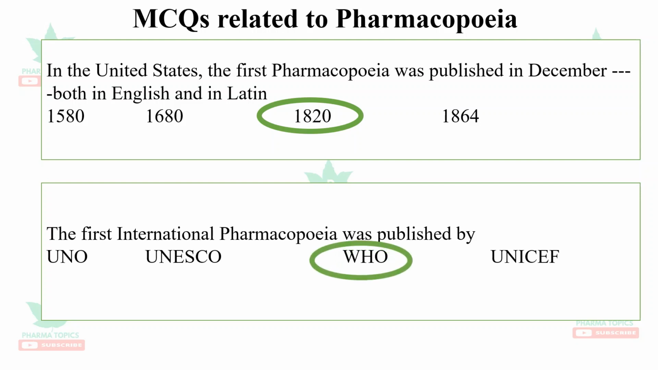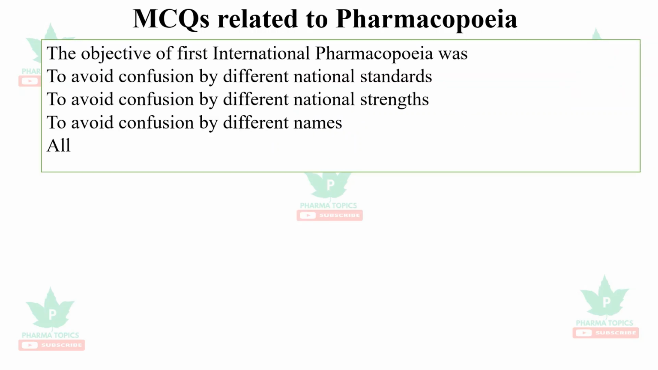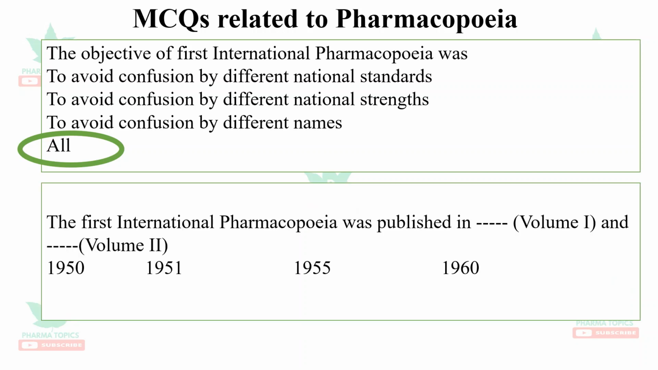The objective of the first international pharmacopoeia was to avoid confusion by different national standards, to avoid confusion by different national strengths, to avoid confusion by different names, or all. So it is all, that is to avoid confusion by different national standards or national strengths, or by different names. The first international pharmacopoeia was published in the following years as volume 1 and volume 2: 1951 is volume 1 and 1955 is volume 2.